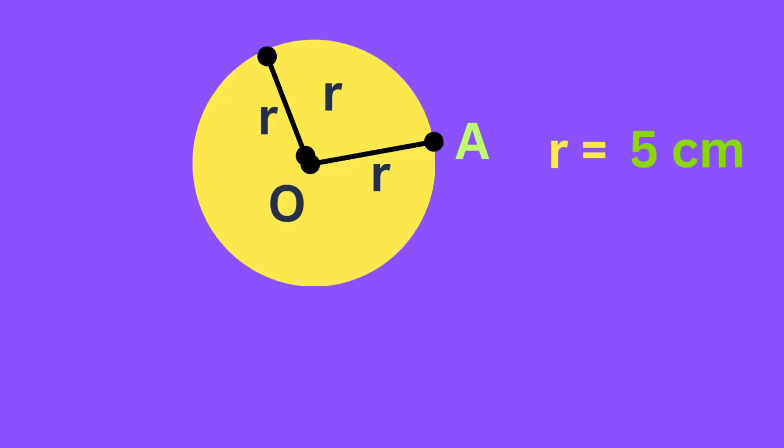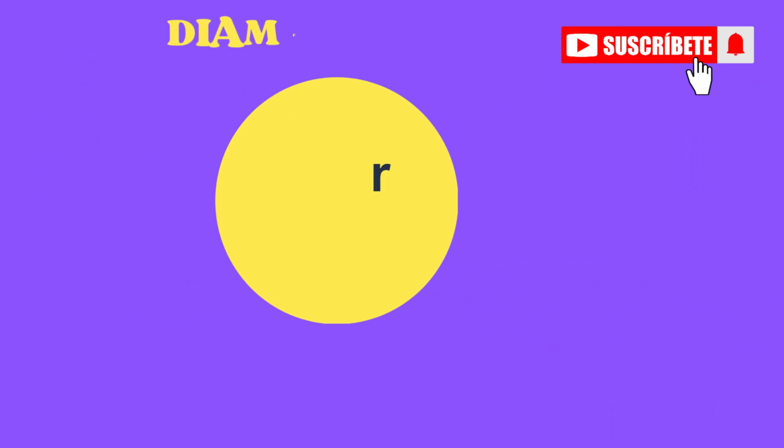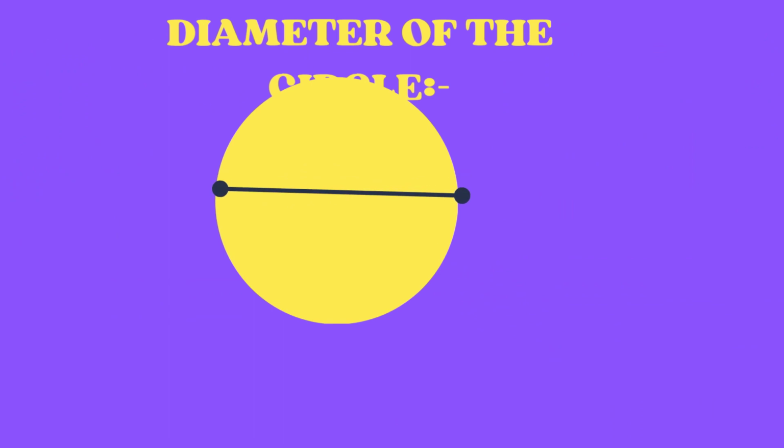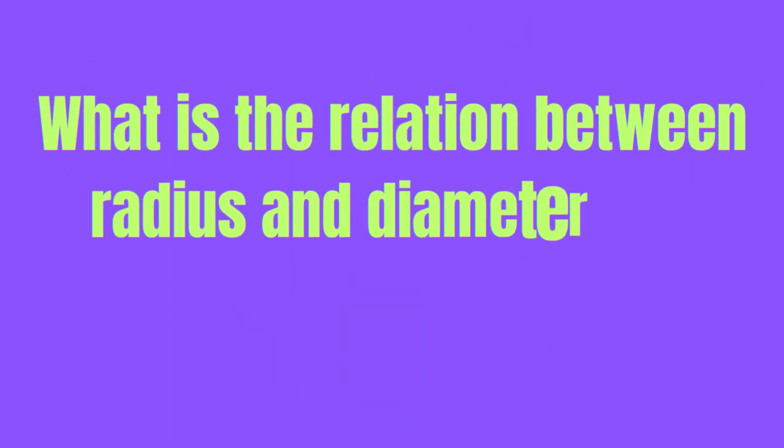Now we discuss the diameter of the circle. Now if we draw a line from one side of the circle to the other, passing through the center of the circle, let this line be AB and the center be O. Then such a line AB of this circle is called the diameter. What is the relationship between the radius and diameter?